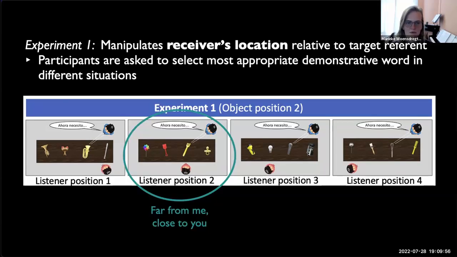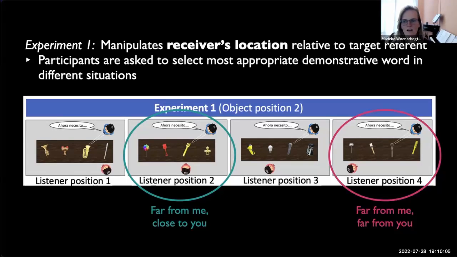So this is an example of a trial where the target referent is somewhat further away from the speaker, but close to the receiver. And here's an example of a trial where the target referent is further away from both the speaker and the receiver.